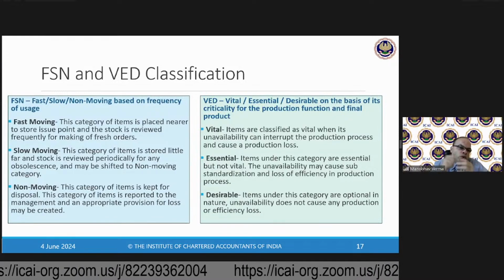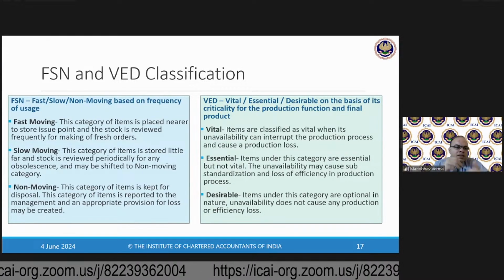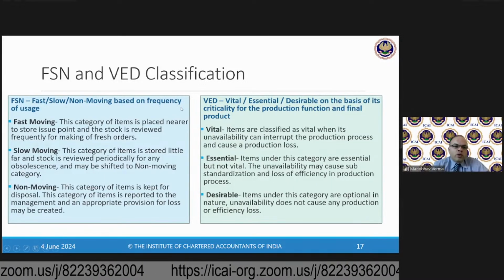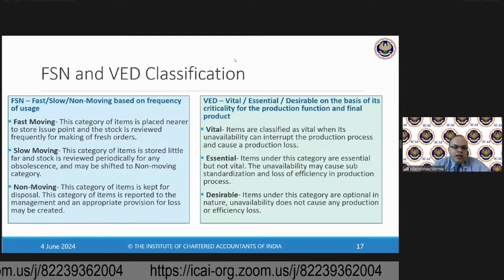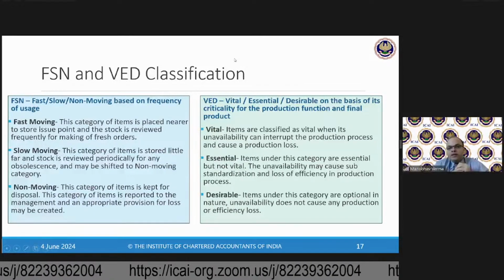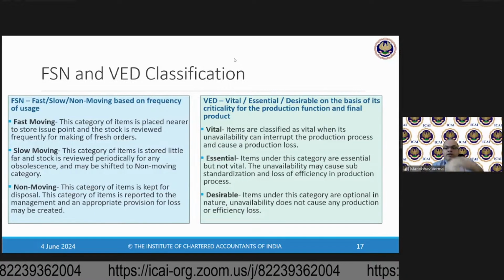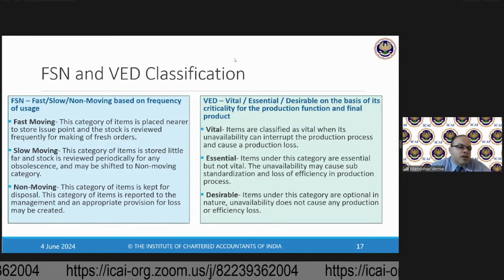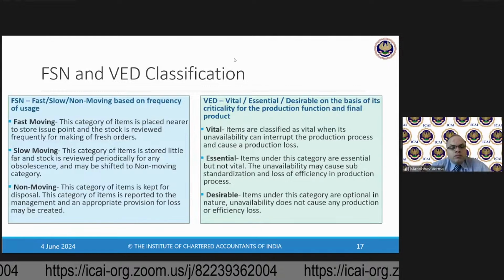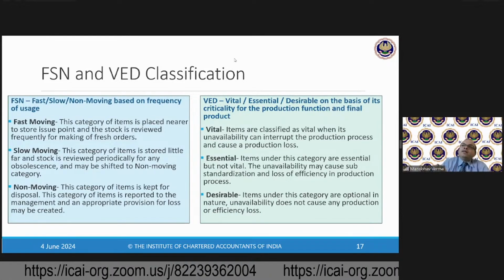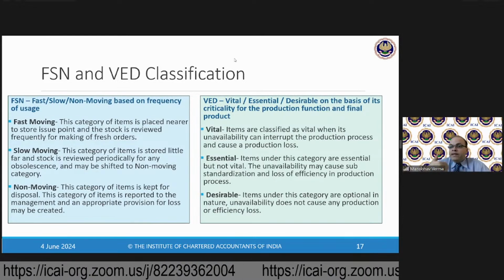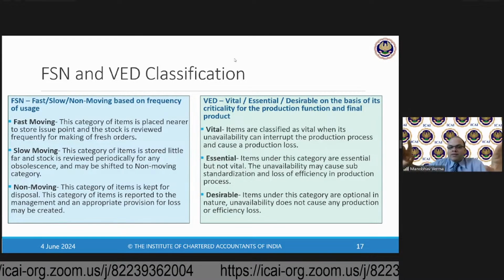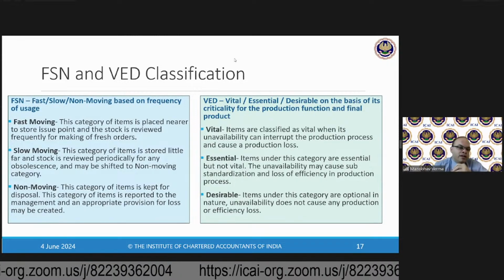From a material classification perspective, FSN is also very, very important. When we're saying fast, slow, non-moving, fast means items which are regularly required, regularly in demand. So that classification is where you need frequent reviews. You also want to ensure that there are no stockouts for the fast moving items. Slow moving items may not need to be stored very near to the store door, and can be kept at a safer place, as they are infrequently required.